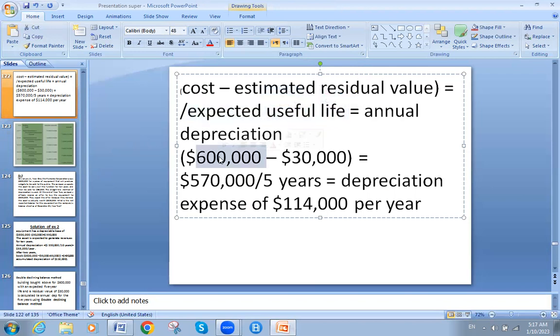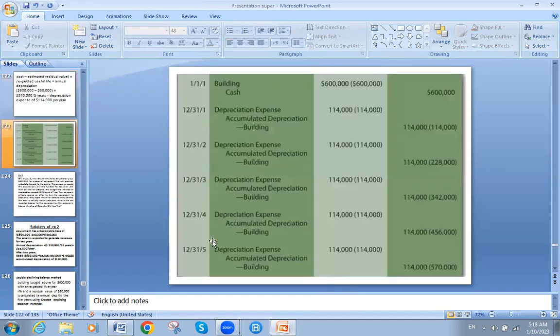So again, that was 600,000. I bought this building with 600,000, the price of this building after 5 years will be 30,000, and it will live for 5 years. So 600 minus 30, divided by 5. 600 minus 30 gives me 570,000. I will divide it by 5. Then the annual depreciation is 114,000 per year.